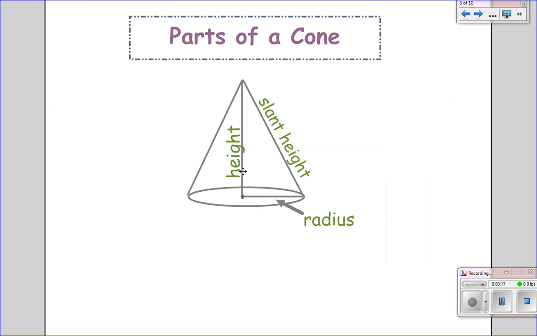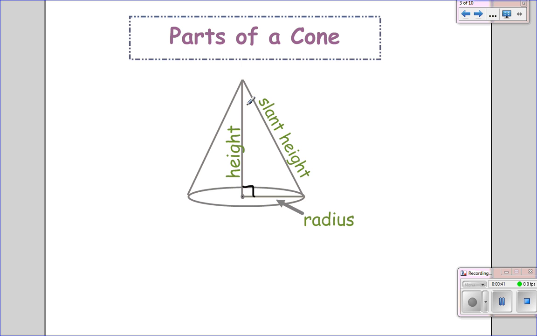So there are some parts of a cone that are very important. First off, of course, you have the base, which is a circle. And in that circle, you have a radius. The radius forms a 90-degree angle with the height of the cone. The height is the distance that goes straight up and down from the vertex of the cone to the base. And finally, you have the slant height, which goes down the side of a cone.